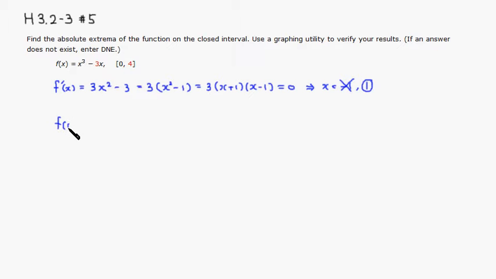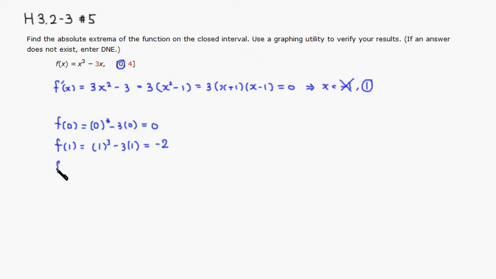The first one is f of 0, which is 0 cubed minus 3 times 0, which is of course 0. The next place we have to check is when x equals 1. That's going to be 1 cubed minus 3 times 1, so this will give you 1 minus 3, which is -2.